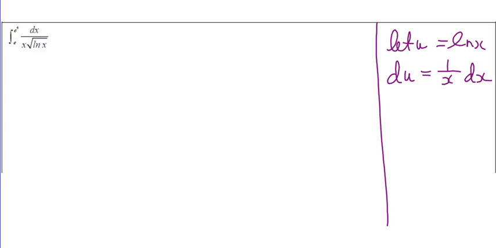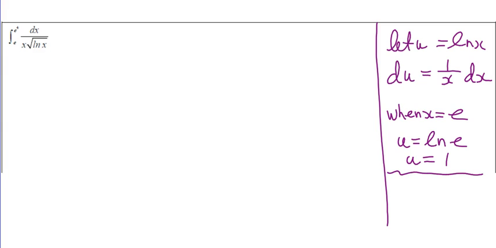Now we know we're doing a definite integral, so we're going to change the x values of e to the 4th and e. When x is equal to e, what have we got? Well, u is equal to ln e, which is 1, right? Ln of e is 1. And when x is equal to e to the 4th, then u is equal to 4.